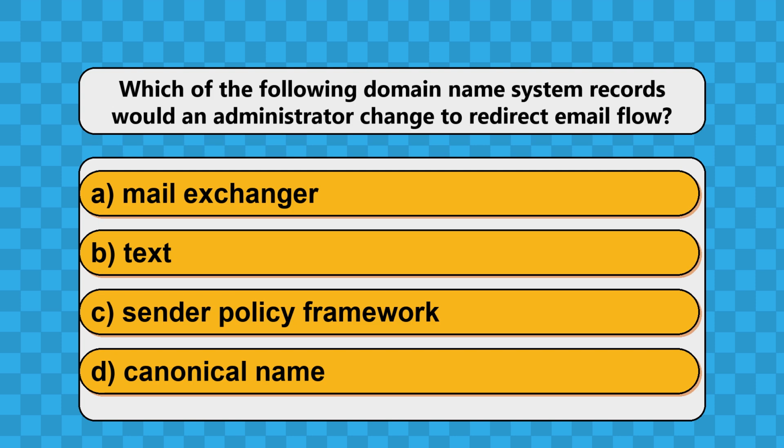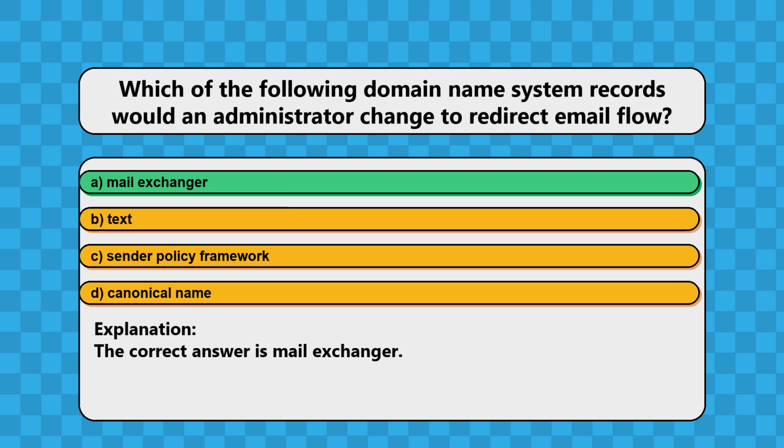Question 47. Which of the following domain name system records would an administrator change to redirect email flow? Option A, mail exchanger. Option B, text. Option C, sender policy framework. Option D, canonical name. The correct answer is option A, mail exchanger.